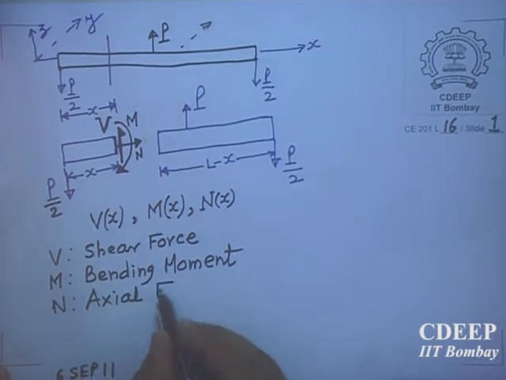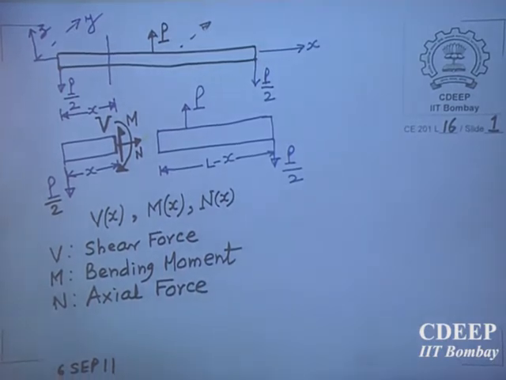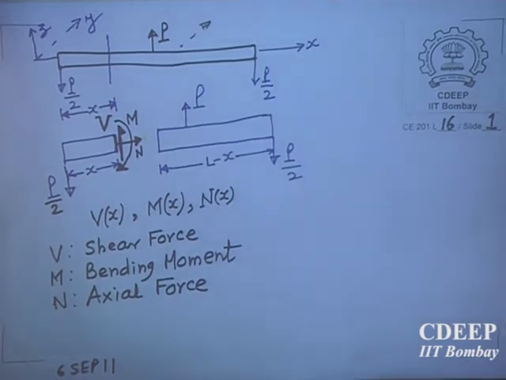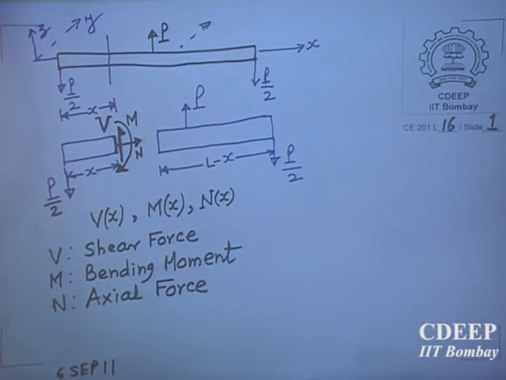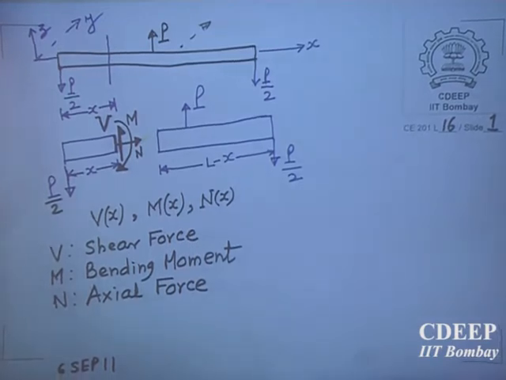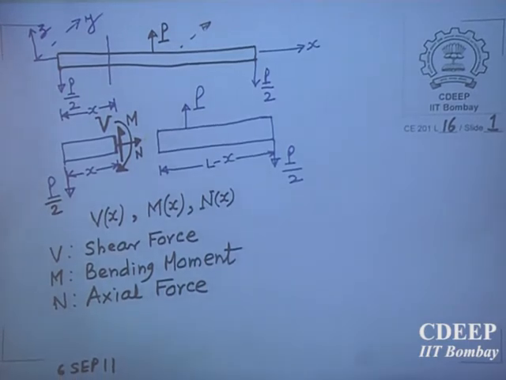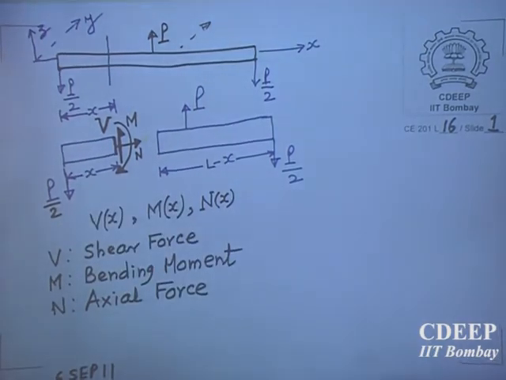So at any cross section in a planar beam, you will have 3 forces, and they will be varying. They will be functions of x. They need not be constant. It all depends upon the loading case. Now in this case, I have taken these as positive, the ones which I have shown. At any cross section x, this will be positive.